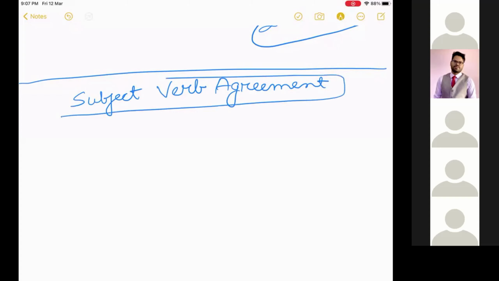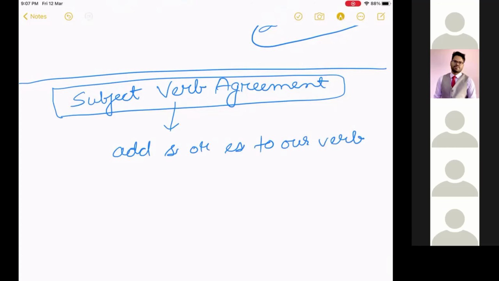Basically, like Deblina and Prakash mentioned, whenever the verb follows the subject, if the subject is singular, the verb will be singular. If the subject is plural, the verb will be plural. But what do I mean by singular verb and plural verb? Whenever we add s or es to our verb, is it plural or singular?